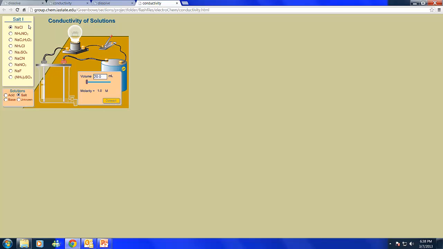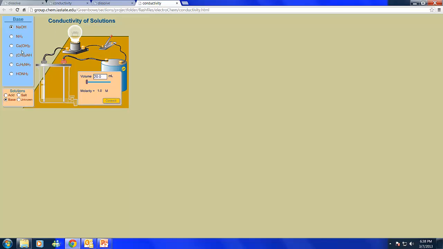Now, I'm not 100% in love with this because these are all going to dissolve pretty well and are all going to be pretty good conductors. So I'm going to go over to some bases that I know do not conduct as well. And again, sodium hydroxide, this is a base. We'll talk about it more, but it's also an ionic compound. Okay, look at how brightly it shines. It's a very strong conductor.